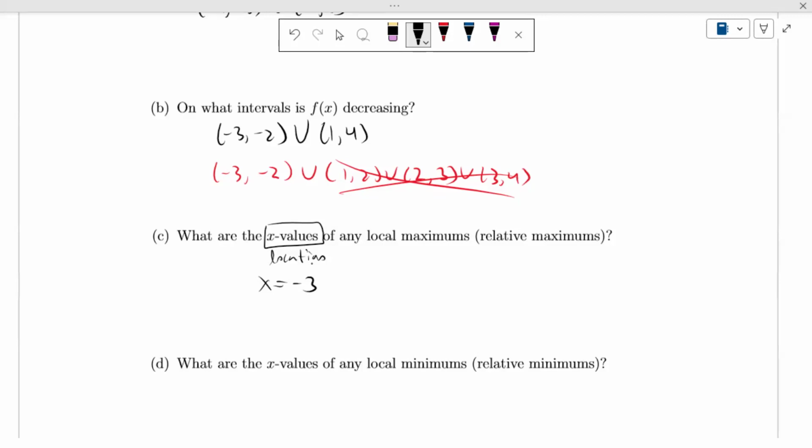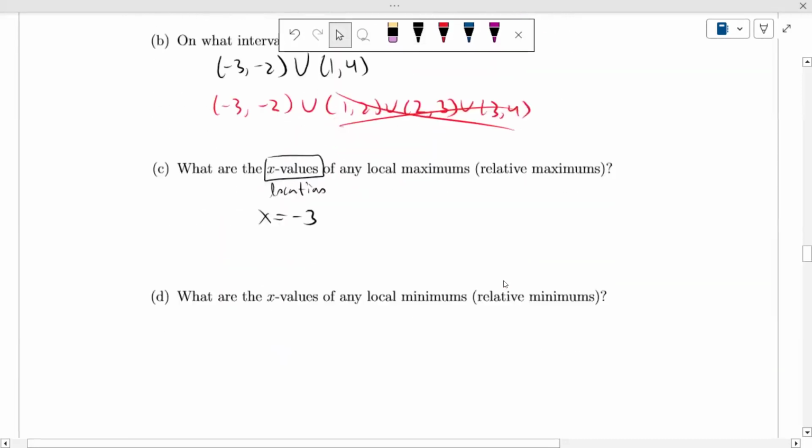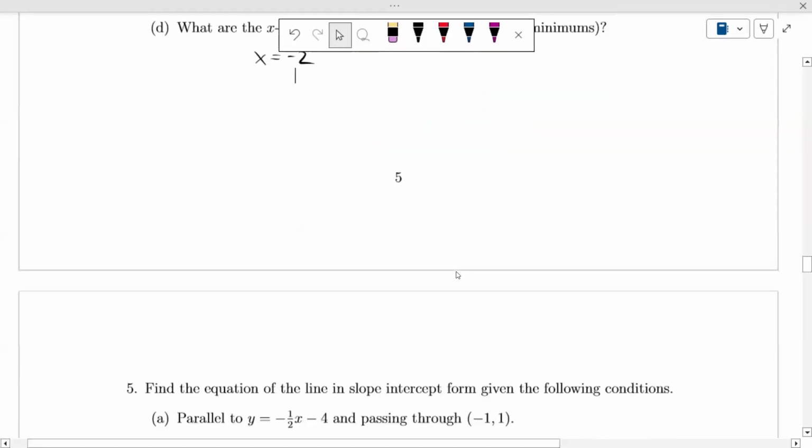No. Okay. Let's do local minimums then. Okay, local minimums. This is clearly a local minimum, right? And then that's it. So we have x equals -2 is the location of a local minimum. All right. Any questions on that? All right, on to the next one.